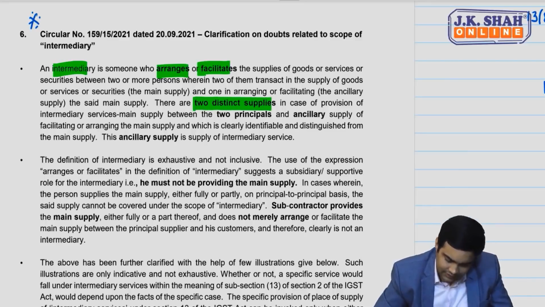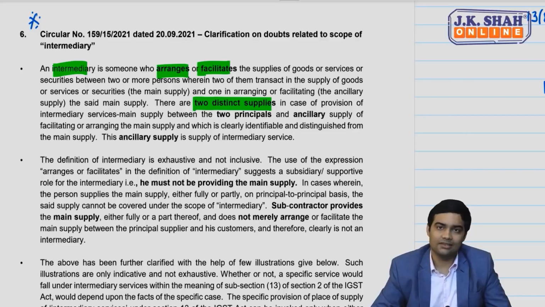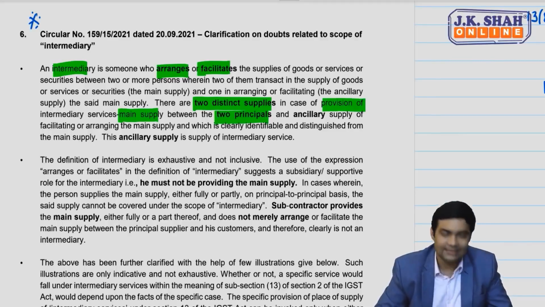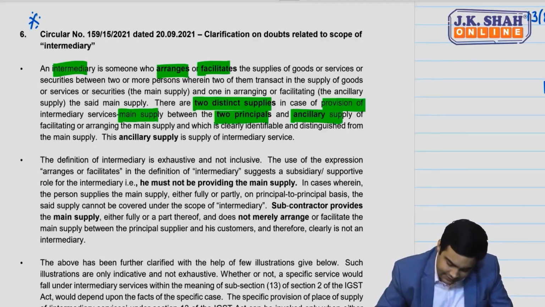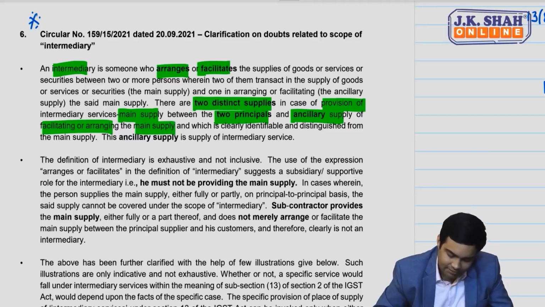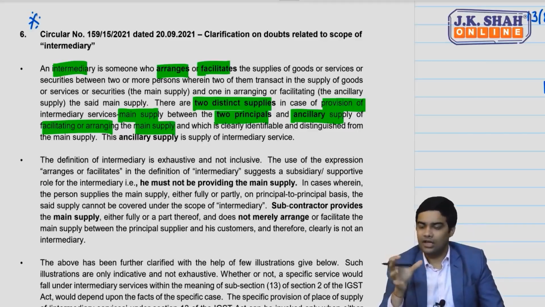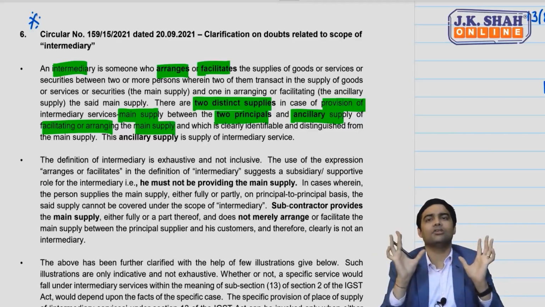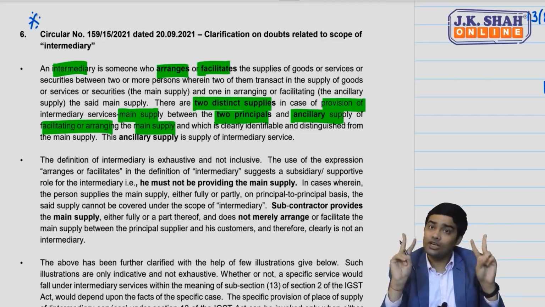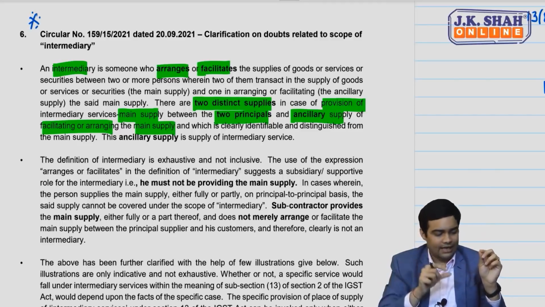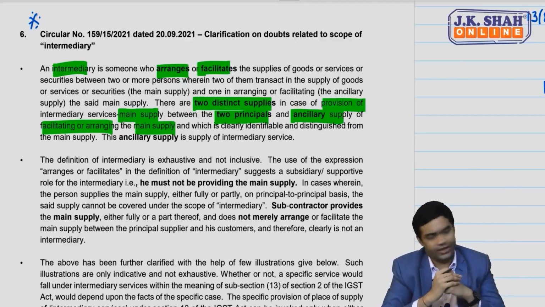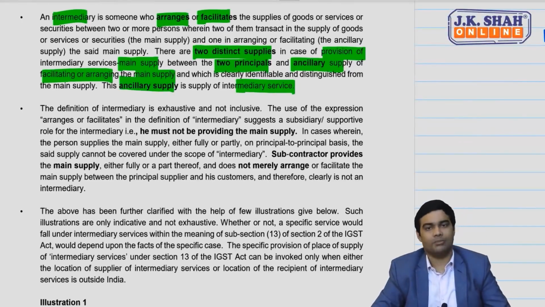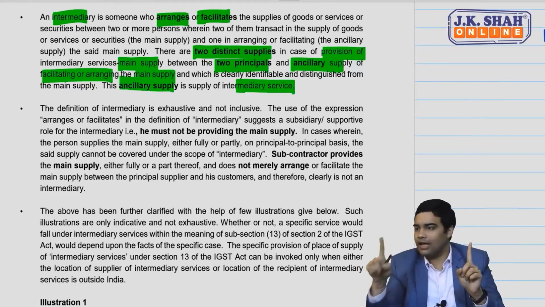There are two distinct supplies. What two distinct supplies? One is the main supply between two principals and ancillary supply is facilitating the main supply where that is intermediary. So, A is supplying goods to B and there is a commission agent who is charging commission. So, there are two supplies, one A to B and agent to person. Correct? Oh yes sir. Let's read further. The ancillary supply is called as intermediary. So, there should be a supply from supplier to recipient.